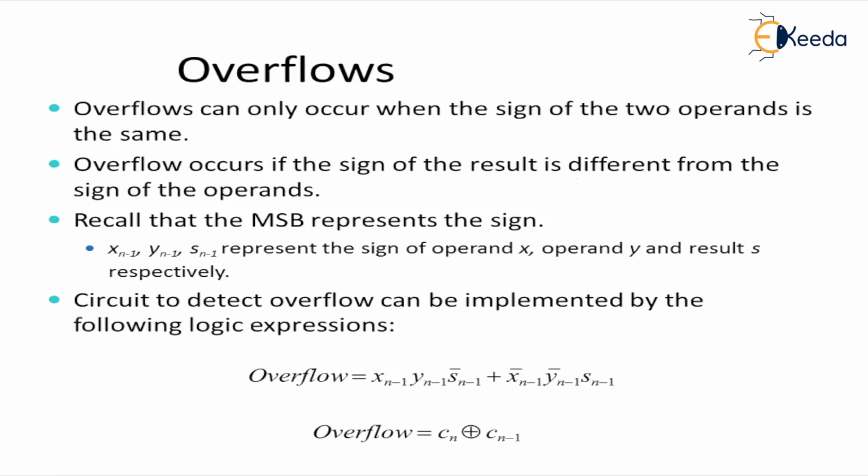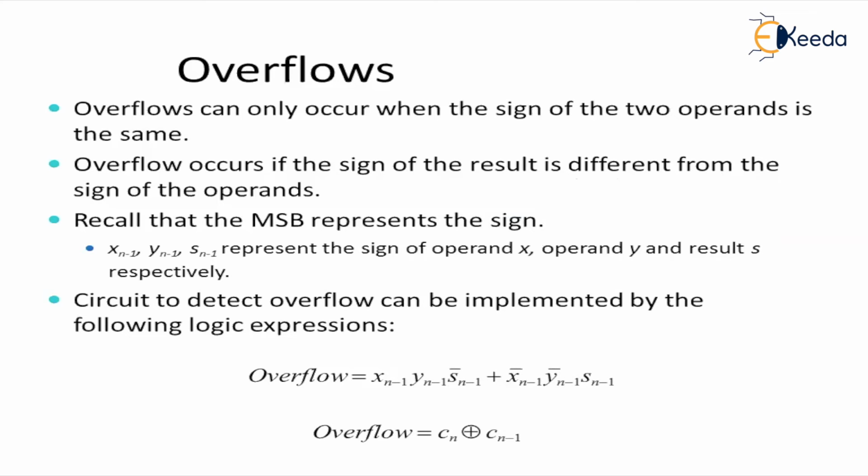Now what do you understand by overflow? Overflow can only occur when the sign of two operands is the same. That is plus plus, minus minus, but not minus plus. Overflow occurs if the sign of the result is different from the sign of the operands. For example, if you perform an operation on two positive variables and the output that is coming is negative, then overflow can occur.